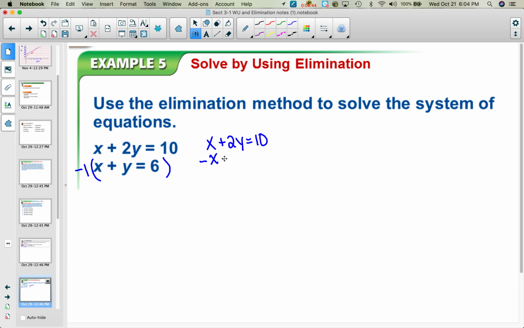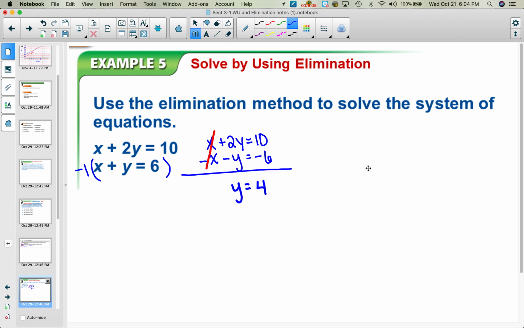So I get -x minus y equals -6. Now what I'm going to do is add the two equations together. I'm going to add all the like parts. What happens is these cancel out. And then I'm left with 2y minus y, which is y, and 10 minus 6, which is 4. y is 4, and that is solved.